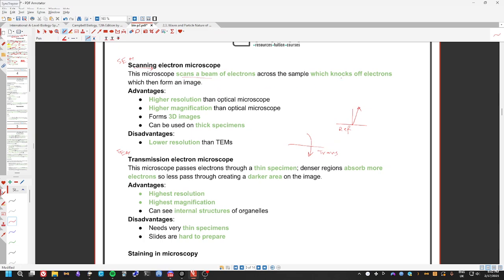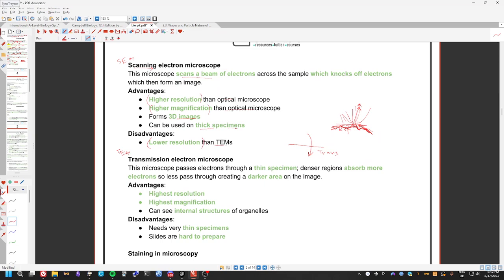Okay, knocks off electrons, which forms an image. So you're going to have the surface, and it's going to knock off electrons, and then it'll form the image as it comes back up. So you're going to have higher resolution than optical microscopes, of course, higher magnification than optical microscopes, of course. Forms 3D images because you're bouncing off and hitting it. So different surfaces bounce off in different ways, helping to form a 3D image, and can be used on thick specimens because it's not going to pass through, so you can have thicker specimens and it'll still work.